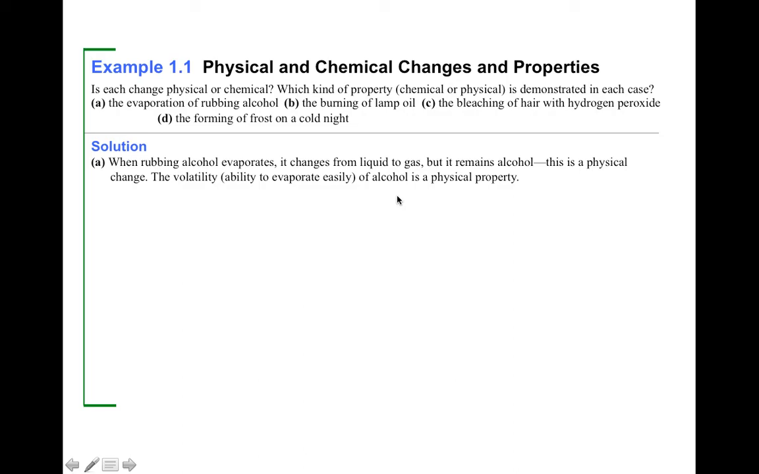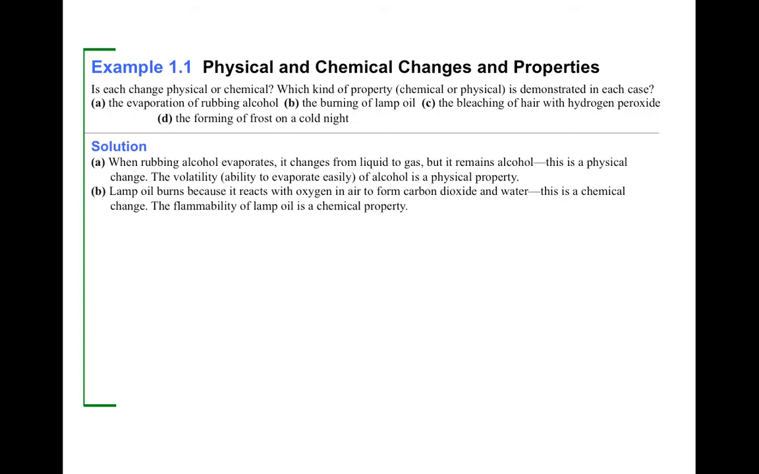The volatility or vaporization of alcohol is a physical property. Okay, what about the burning of lamp oil? So we've talked about burning in a couple examples. The burning of lamp oil, that would be the oil combined with air, oxygen, to make carbon dioxide and water. That's definitely a chemical change. So what property is demonstrated in this case? It's flammability, right? Lamp oil burns because it reacts with oxygen in air to form carbon dioxide and water. This is a chemical change. Flammability is the property that's demonstrated.